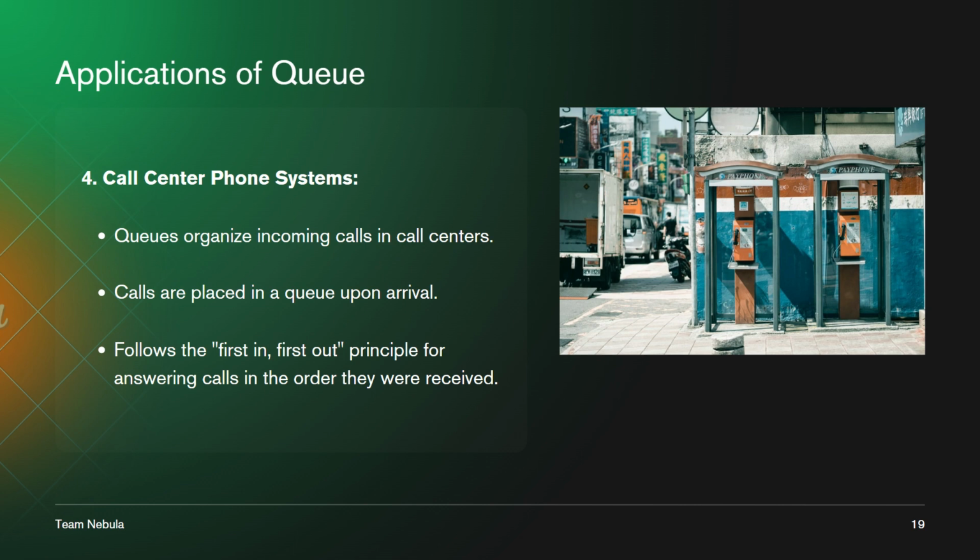By understanding the various applications of queues, we can appreciate their versatility and importance in solving real world problems efficiently. Queues enable us to organize and manage data effectively, making them a valuable tool in computer science and various industries.